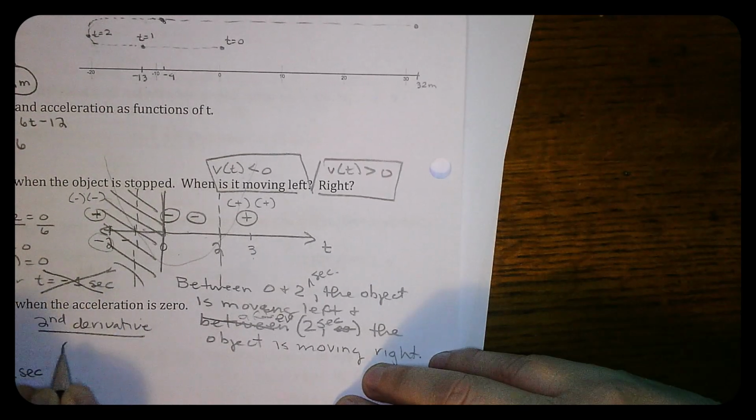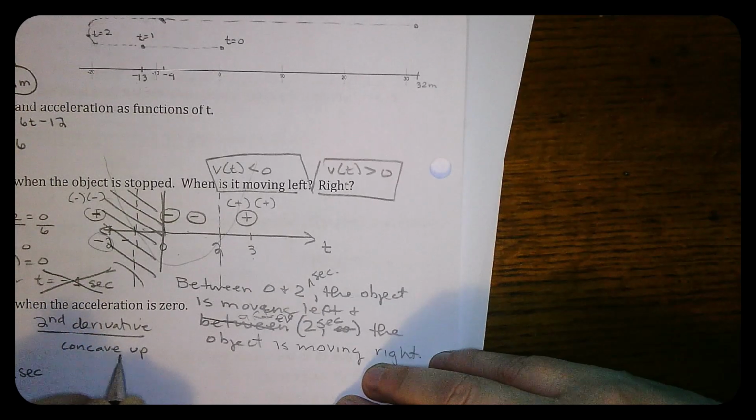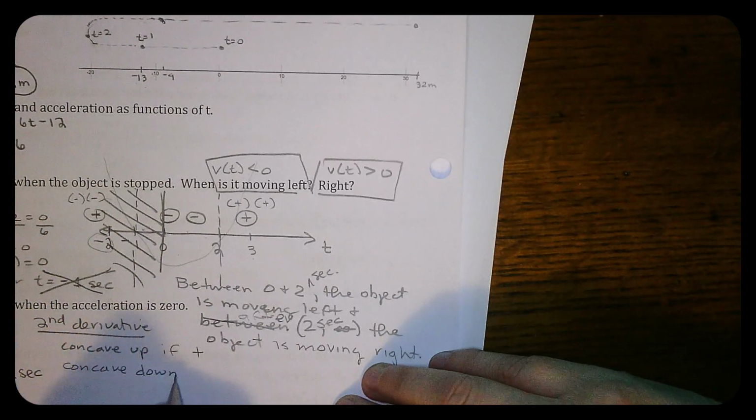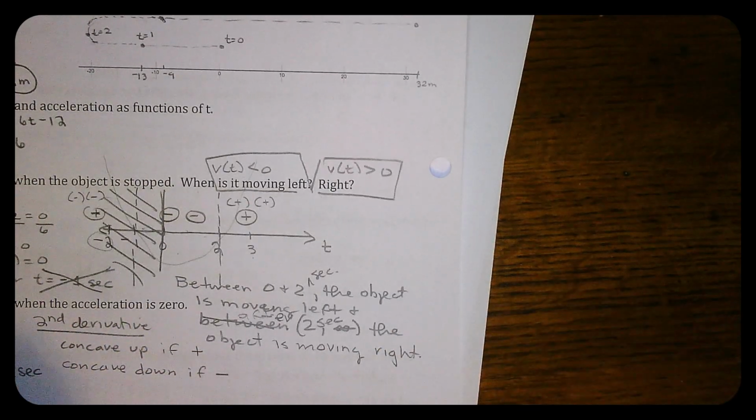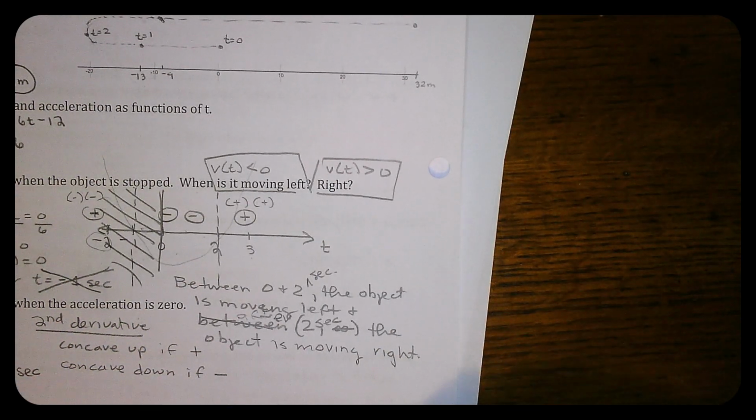It tells you about the concavity. If the second derivative is positive, it's concave up. And if the second derivative is negative, it's concave down. All right. And so what does that mean? Well, we want to know whether we are accelerating or decelerating in the next page. So you have to know about concave up and concave down, in my opinion.